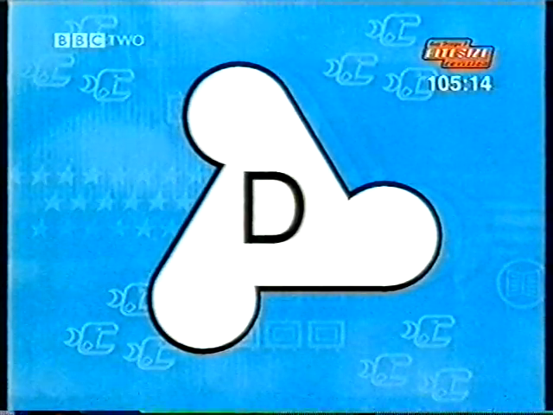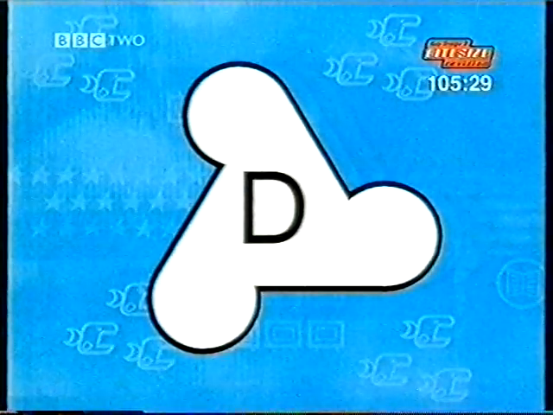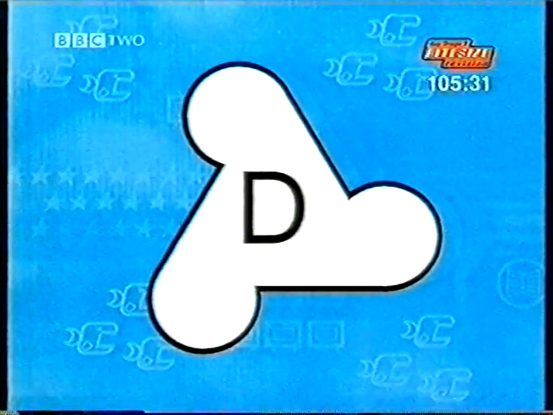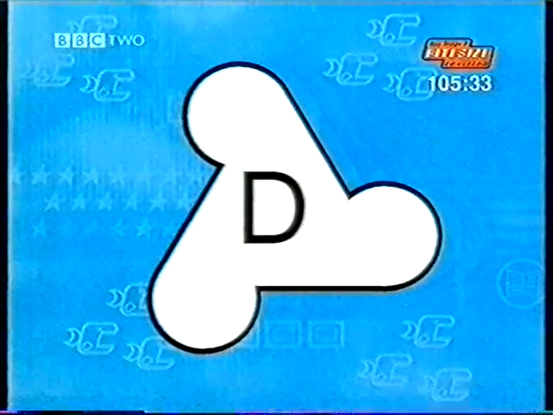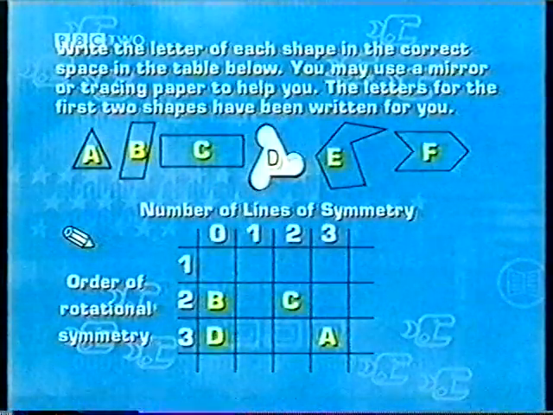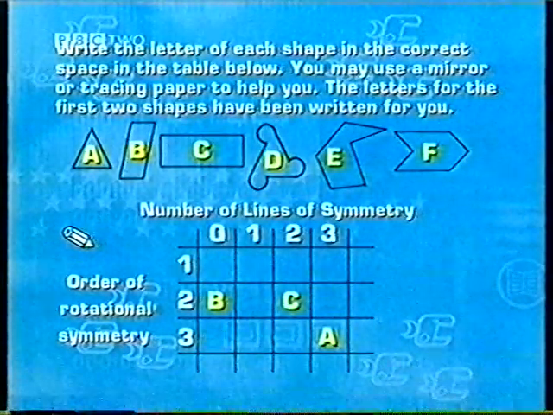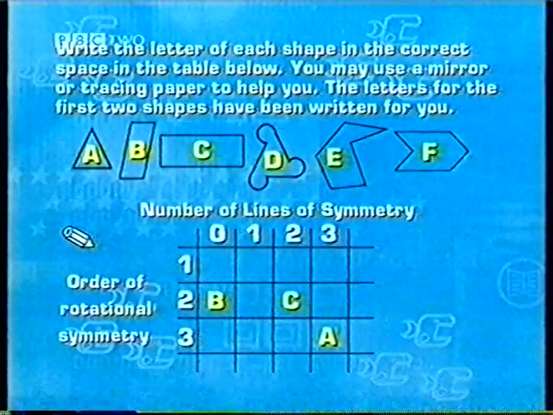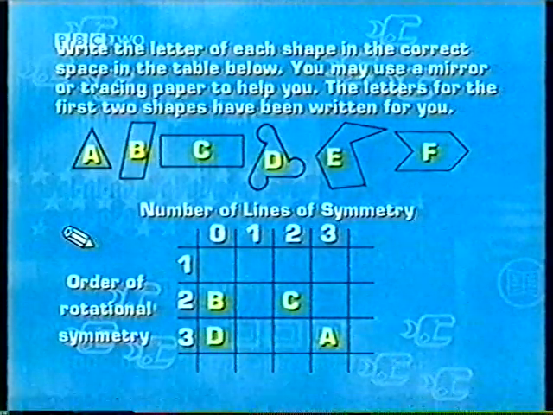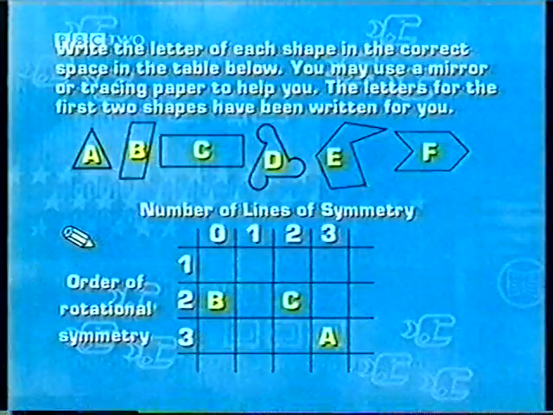If you rotate shape D, it looks the same again here. That's 1. Then here, that's 2. And then back in its original place, making 3 times. So order of rotational symmetry of shape D is 3. Write D in a box under 0 on number of lines of symmetry, and a box across from 3 on order of rotational symmetry. So that's here.